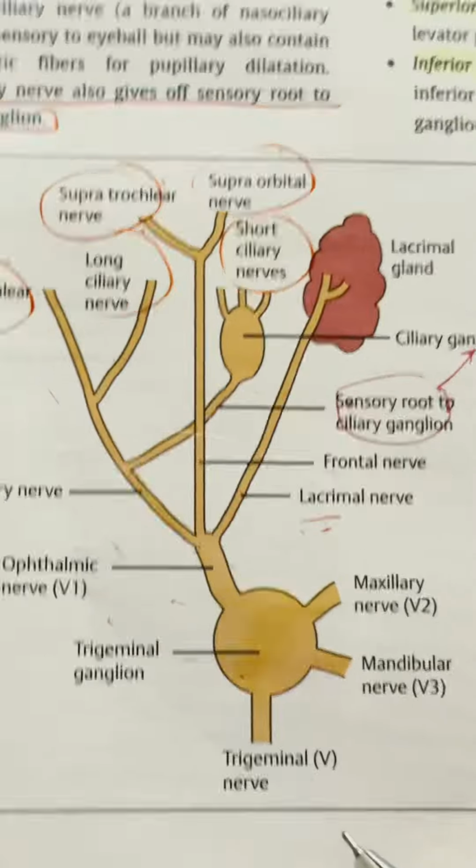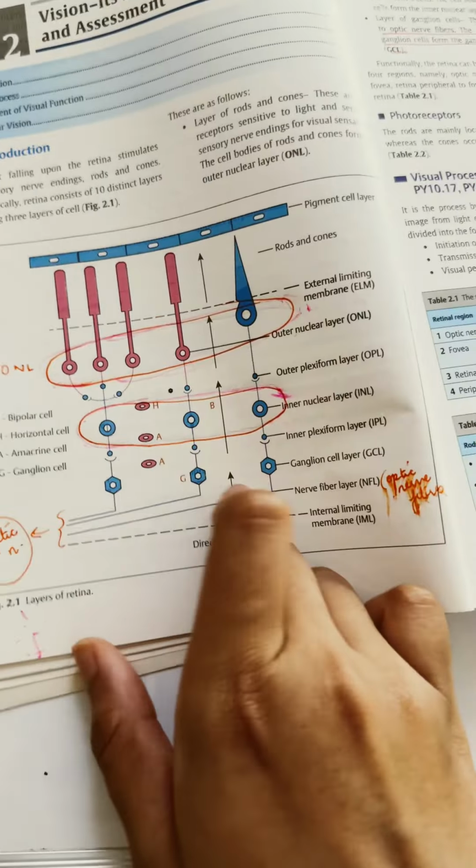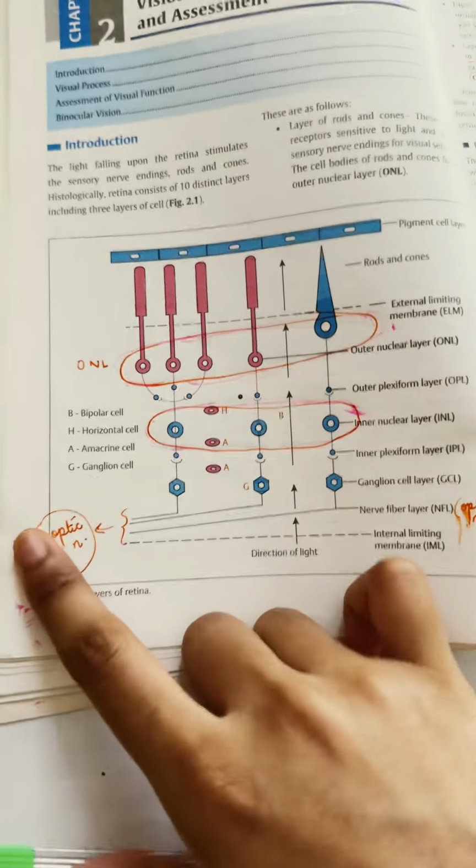Inner nuclear layer contains the bipolar, horizontal, and amacrine cells. Synapses with the ganglion cells, which give out optic nerve fibers and form the optic nerve. Carries vision to cortex.